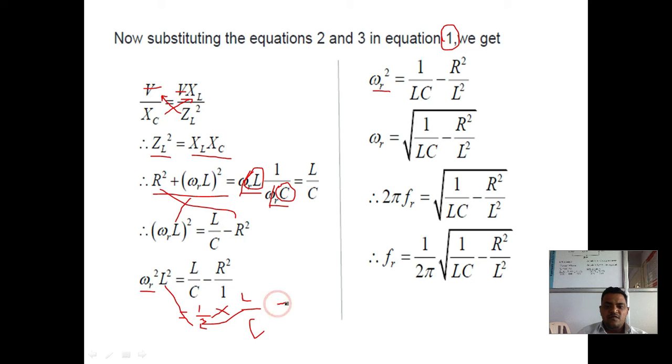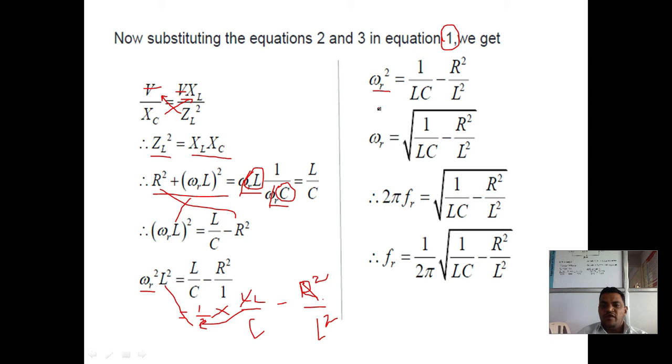Again here minus R square upon L square. So for this case, R square upon L square, this L and this square get cancelled, hence here L upon C will remain as it is, minus R square into L square. So omega R square, from that equation, is 1 upon LC minus R square into L square.